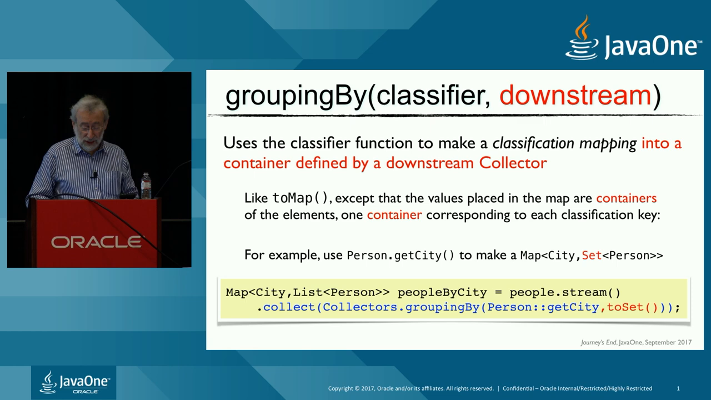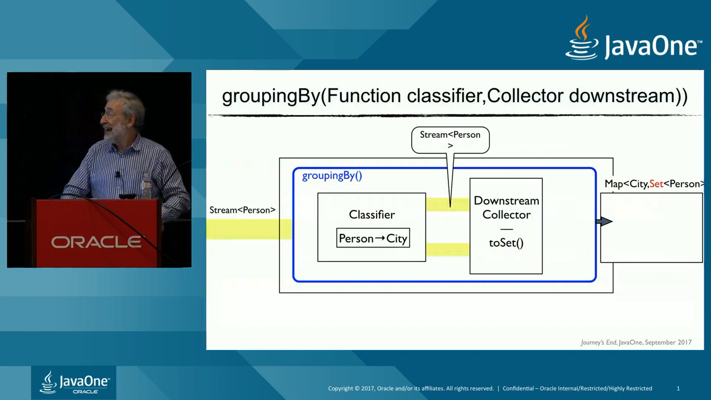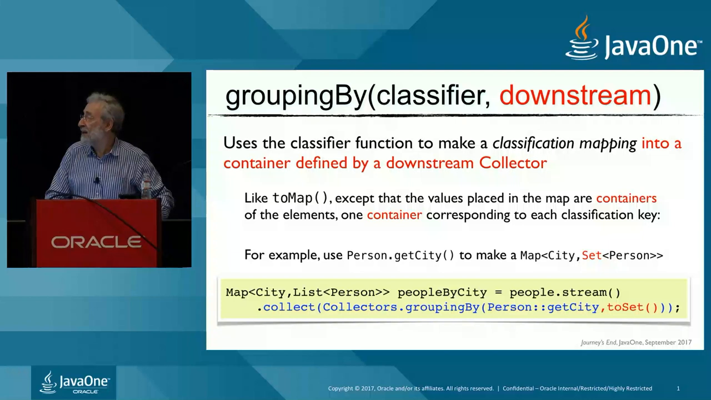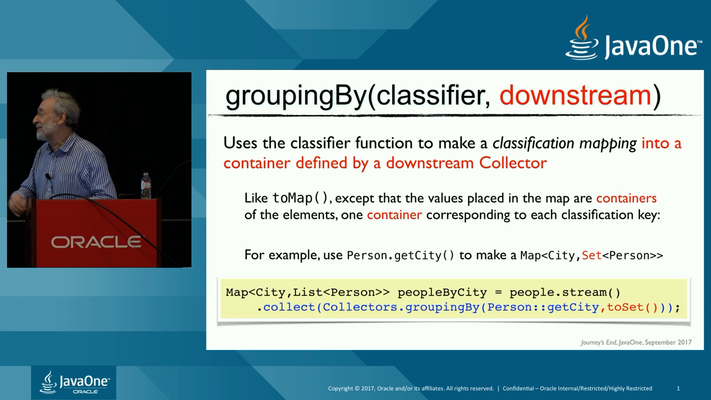I'm using a downstream collector here in exactly the same way as I used toList for the first example. Have I? All right. So yeah, there's a typo. Sorry. Thank you for pointing it out.